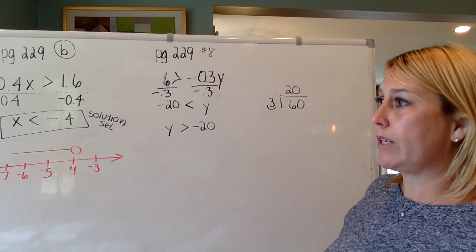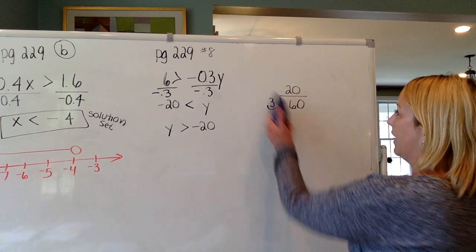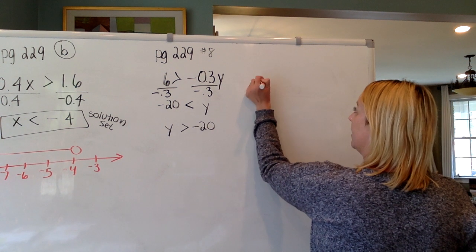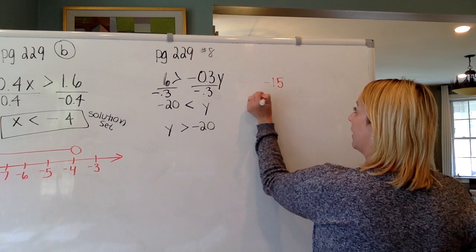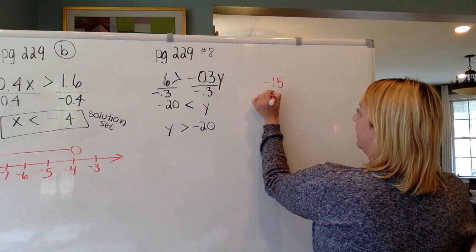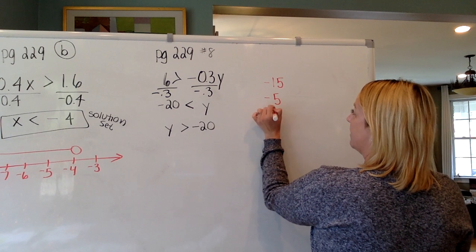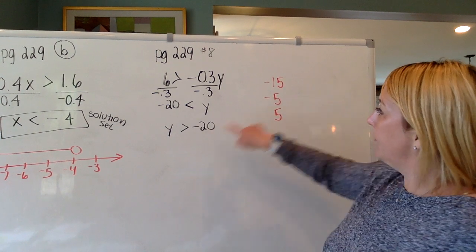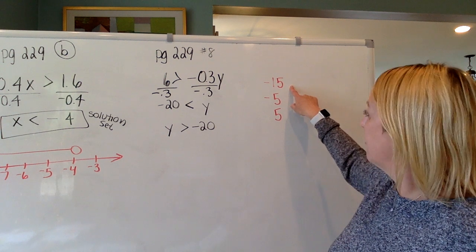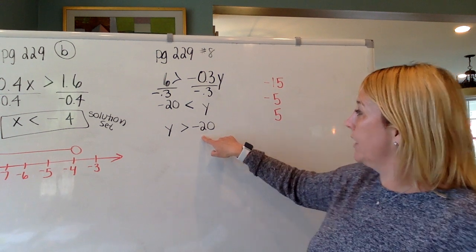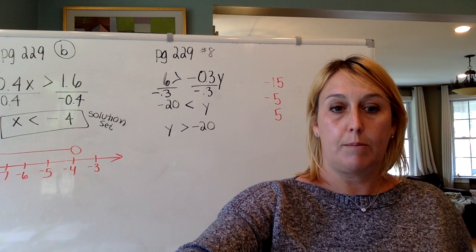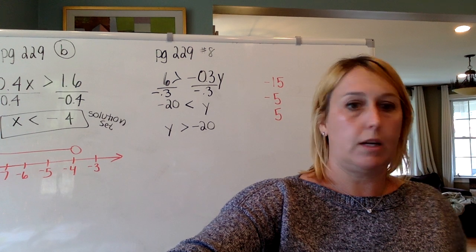So now we're just going to make 3 options for our solution set. So we need y to be greater than negative 20. So I am going to say negative 15, negative 5, and I'm going to say 5. So negative 15 is greater than negative 20, right? Because it's closer to 0 on the number line. Negative 5 is greater than negative 20. Same reason, it's closer to 0 on the number line. And of course, positive 5 is greater than negative 20.